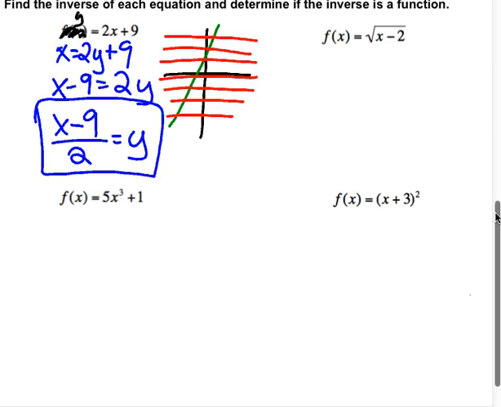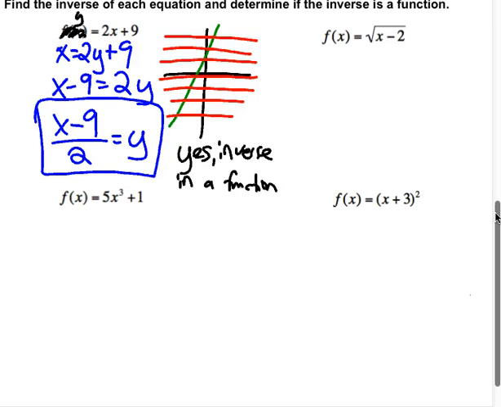So now when I take the inverse of that, that means the inverse is able to pass the vertical line test. So that's what this horizontal line test is for, because once you flip it, it means that flipped inverse will pass the vertical line test. So what does this mean? Yes, the inverse is a function because the original passes the horizontal line test.